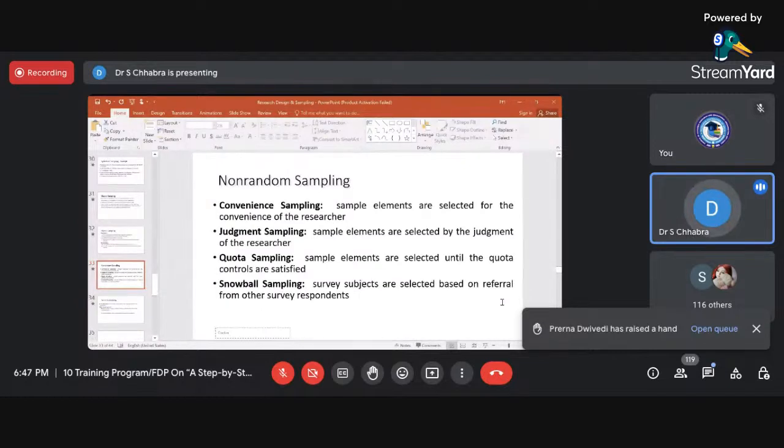Non-random sampling. Convenience is one thing: whomsoever was interested in answering my question. Say I stood in front of a shopping mall, and all those couples who were coming out, I asked them a question. Whomsoever I felt were easily approachable, I approached them and got an answer from them. If this is your approach, then you are using convenience sampling.